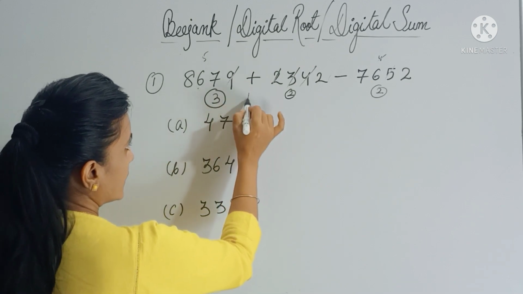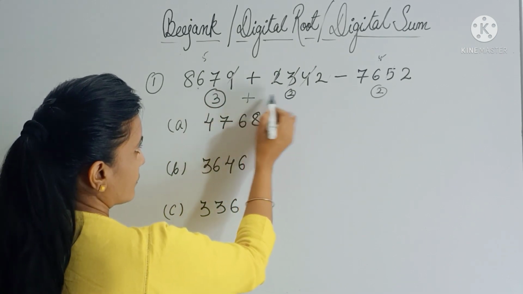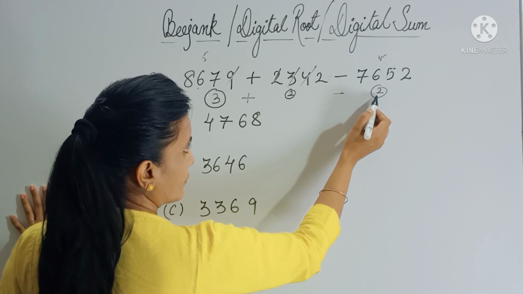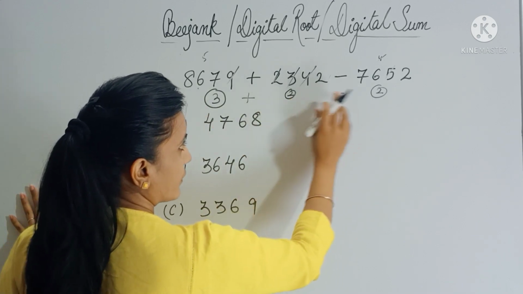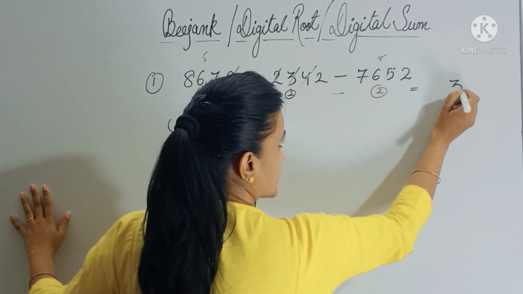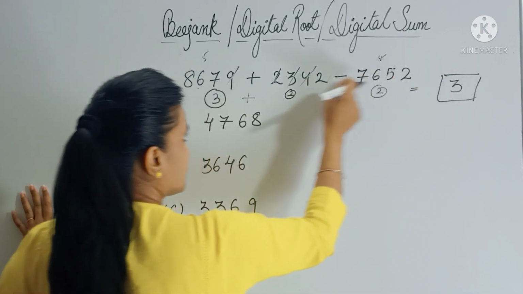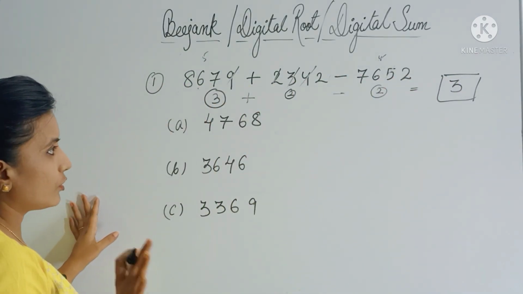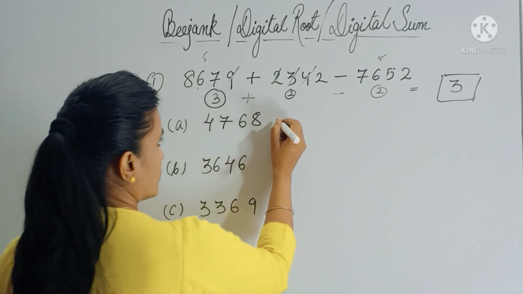Now 3 plus 2 is 5, minus 2. 3 plus 2 is 5. 5 minus 2 is 3. So 3 is the digital root of this complete question. Alright. Now let's see the digital root of this number.